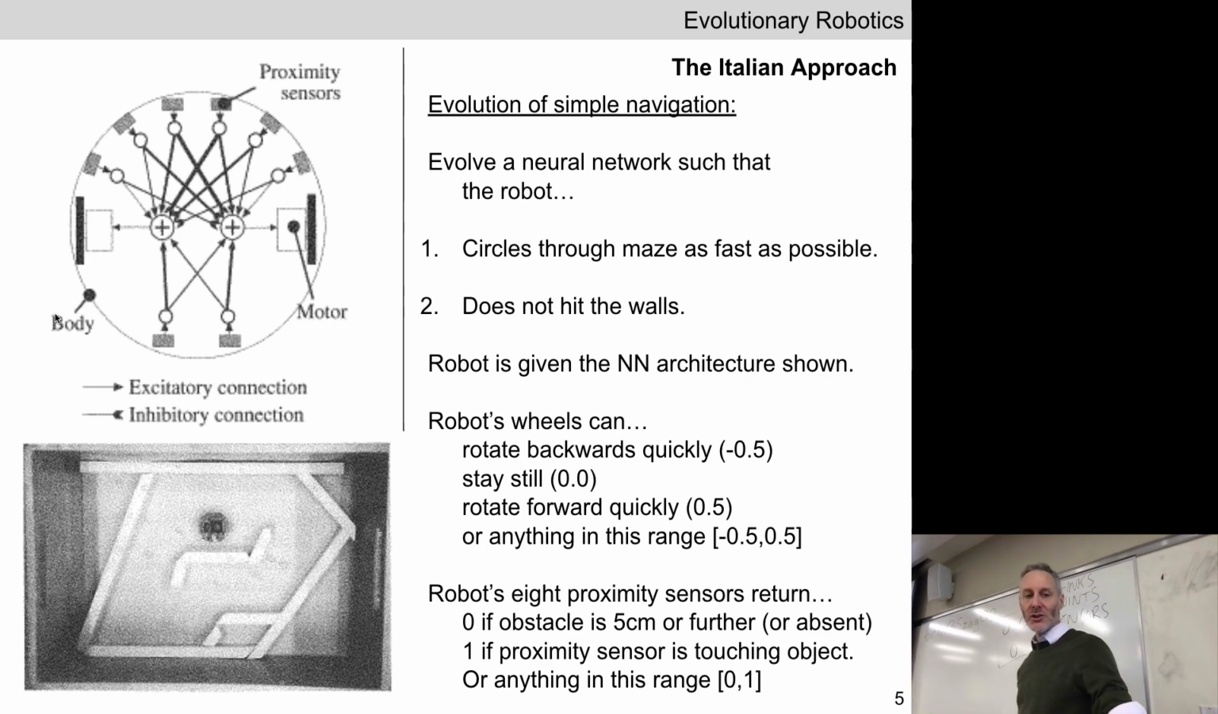What is the intuition that the researchers are drawing on here? That you want to move away from sources of contact. So why do contralateral excitatory connections make sense? The wheel on the other side would be spinning backwards, and the wheel on the side with the contact would be spinning forward and rotate the robot away.